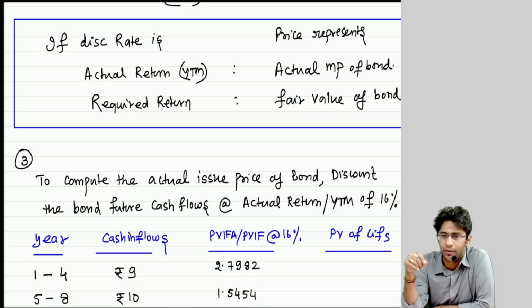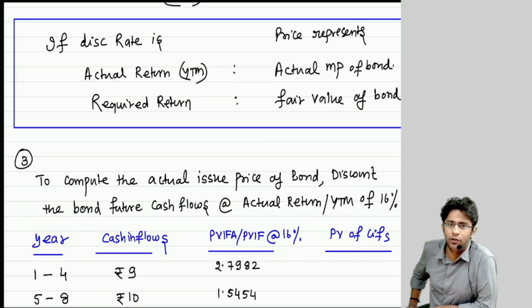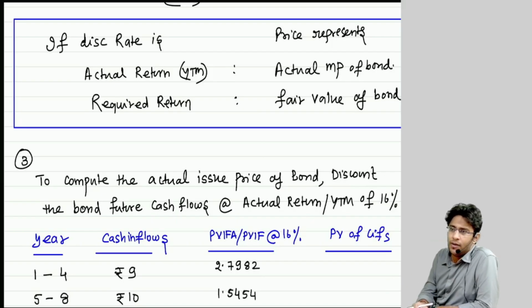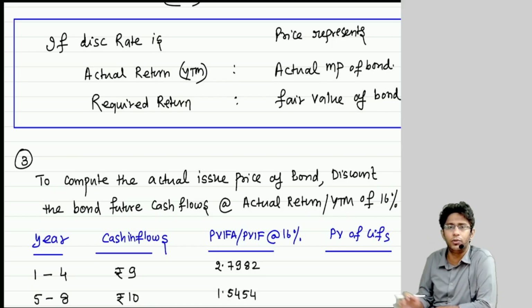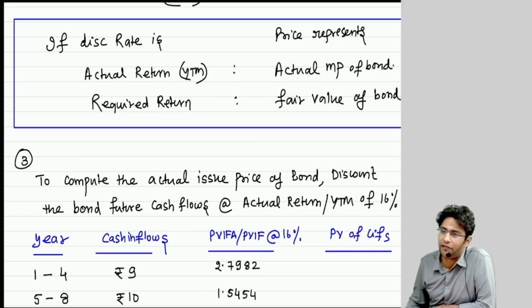That's a paper number. Fair value is not reality. Fair value is your homegrown calculation. If nothing is given in the question, then we'll assume that fair value and actual price are the same. Bond is correctly priced, and we'll assume that. But as such, when you discount anything with required return, you will not get the actual price of the bond. You will get only the fair value of the bond.